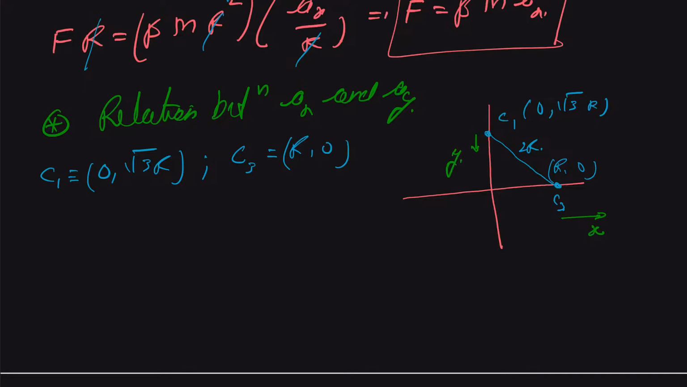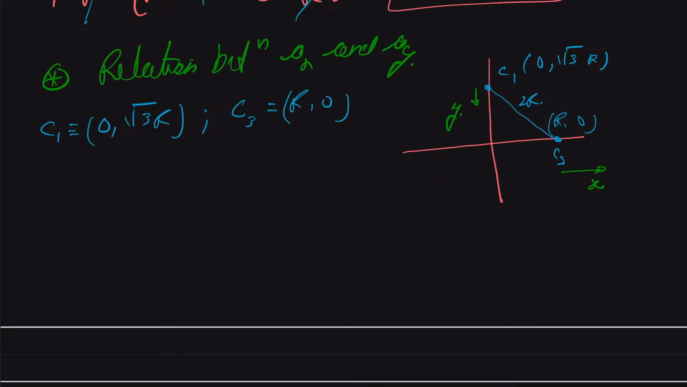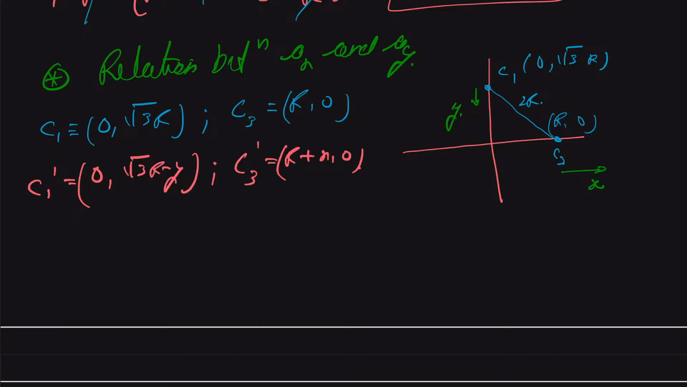Okay. Therefore, we can write the new coordinate of our C1 prime, and that will be equal to 0 comma root 3 r minus y, and we can write our C3 prime will be equal to r plus x comma 0. But the distance between this C1 and C3 will always be equal to 2r. This distance is not going to change.